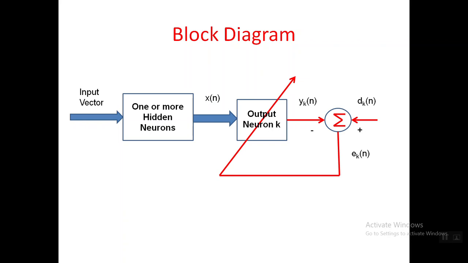This is what the rule says. Based on the difference between the desired response and the actual response, an error is produced. Based on this error, we are going to change the synaptic weights of the output neuron k. Based on this change in weight, yk of n will change, and yk of n will keep on approaching dk of n such that ek of n will be approximately equal to 0. This is exactly what the error correction rule is. So, let's see how it is done mathematically.